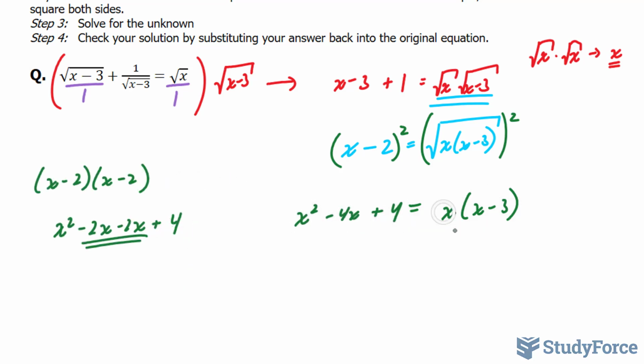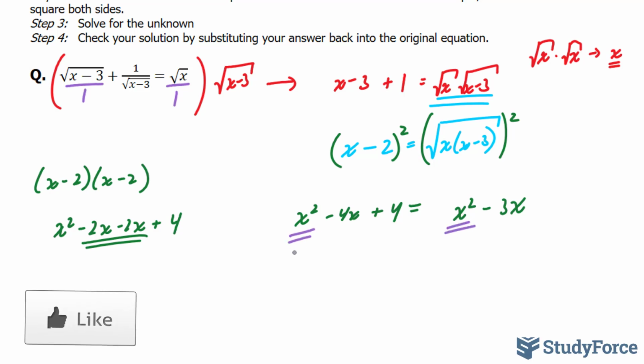And let me do the same thing with the right side. I'm going to distribute this x to the two terms. And that gives me x squared minus 3x. So let's replace that with this. Now I'm going to collect like terms. This and this term are alike. This term and this term are alike. And this term is on its own.